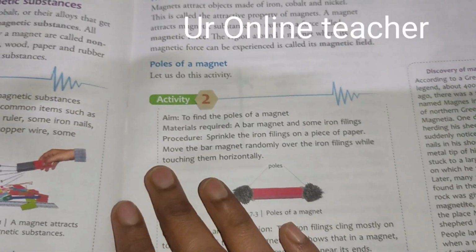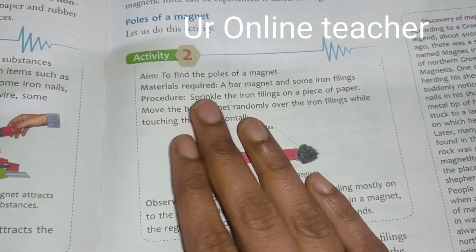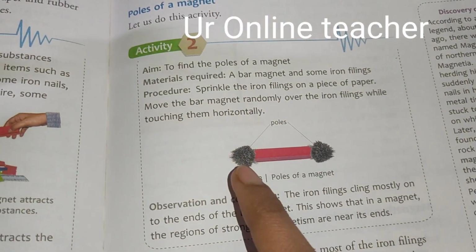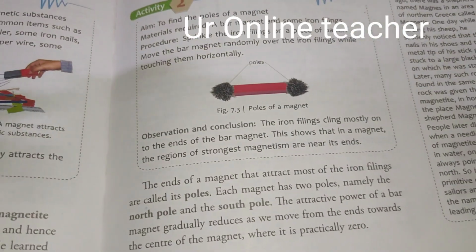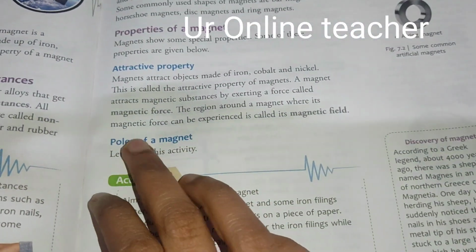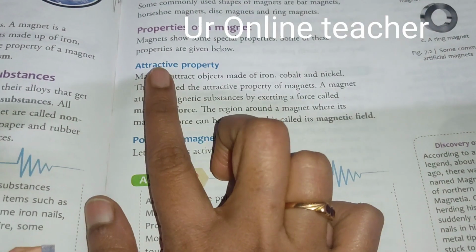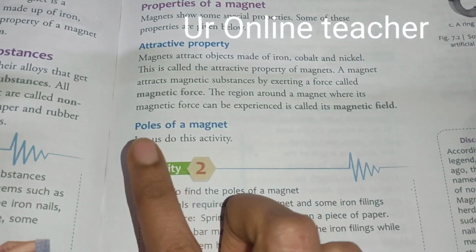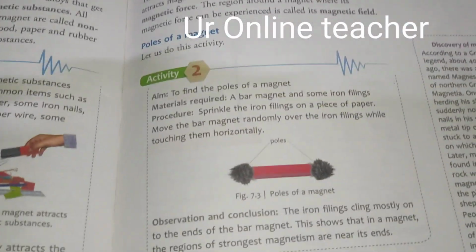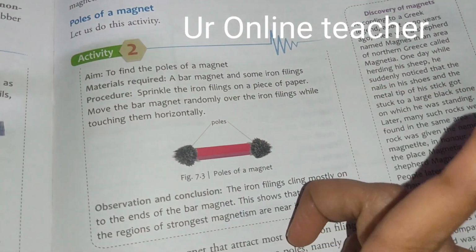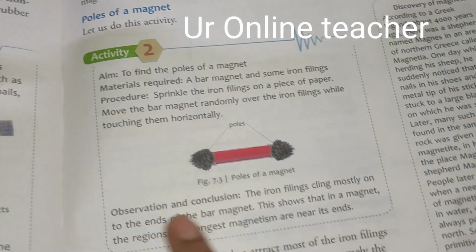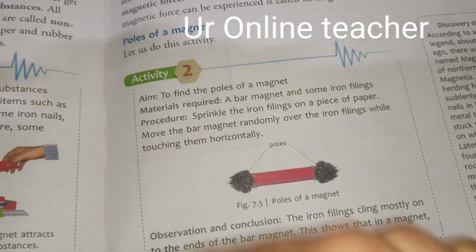Then we will see one activity to find whether the poles of a magnet exist. The next property is the poles of a magnet. The first property, attractive property, I already told. A magnet has two poles, north pole and south pole. To find this, we will see the activity.